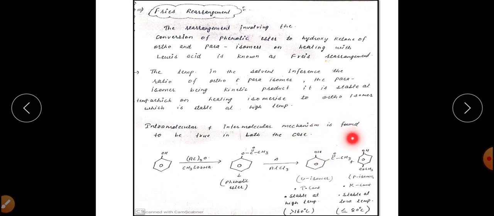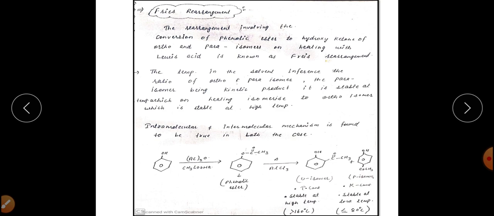When the temperature is low, meaning below 80 degrees Celsius, at that time the para product will be the dominant product, and this product will be the kinetically controlled product. So this is a very important point about the Fries rearrangement reaction.